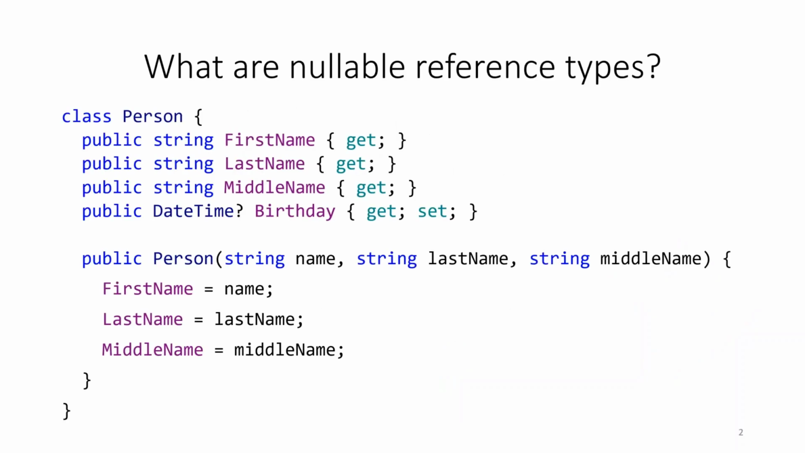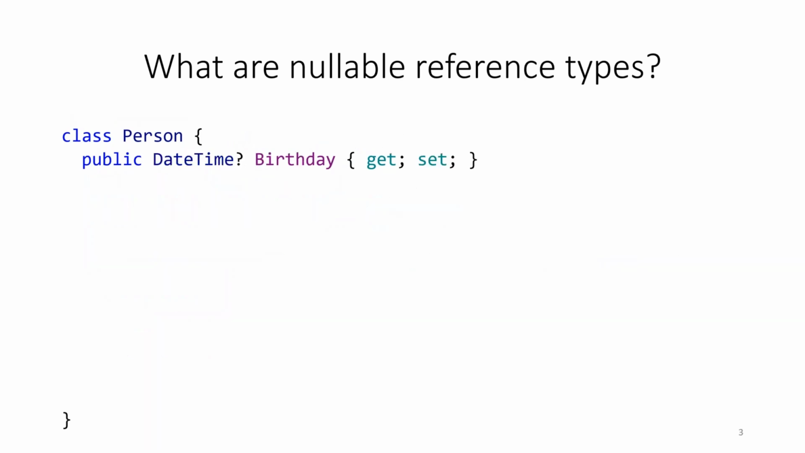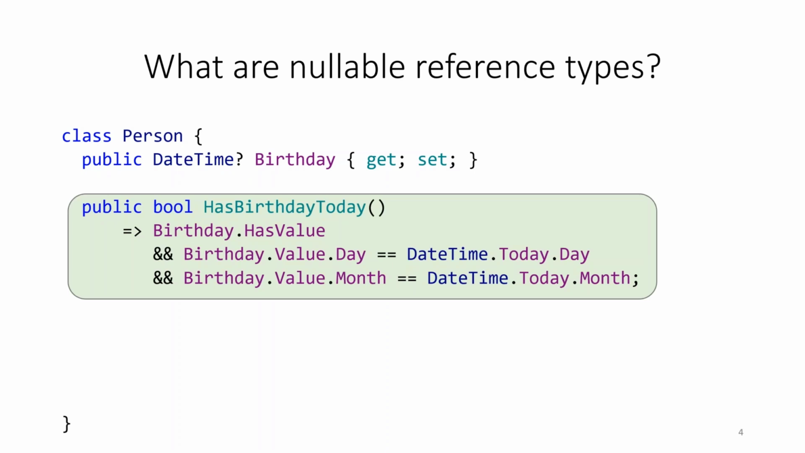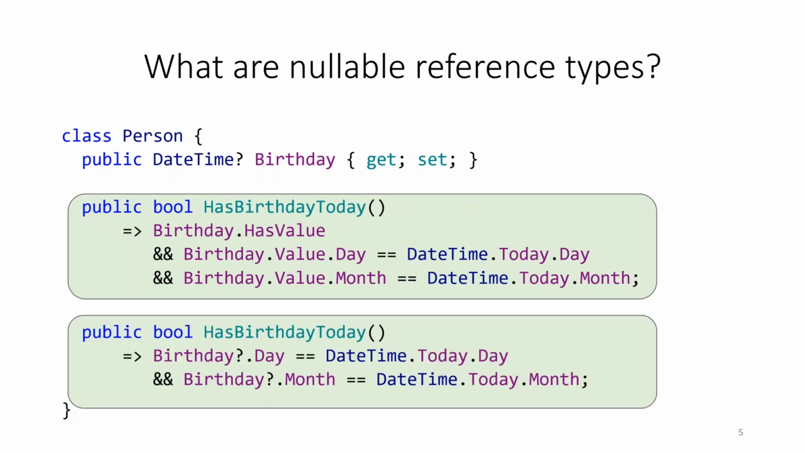Prior to C# 8, you might add the following class named Person with first, last, middle name, and birthday. And for birthday, I used a nullable struct, which means that the value might be absent, and I have to check whether it's there or not by using the HasValue property, and access it explicitly by using the .Value property, or combine the two by using conditional access.